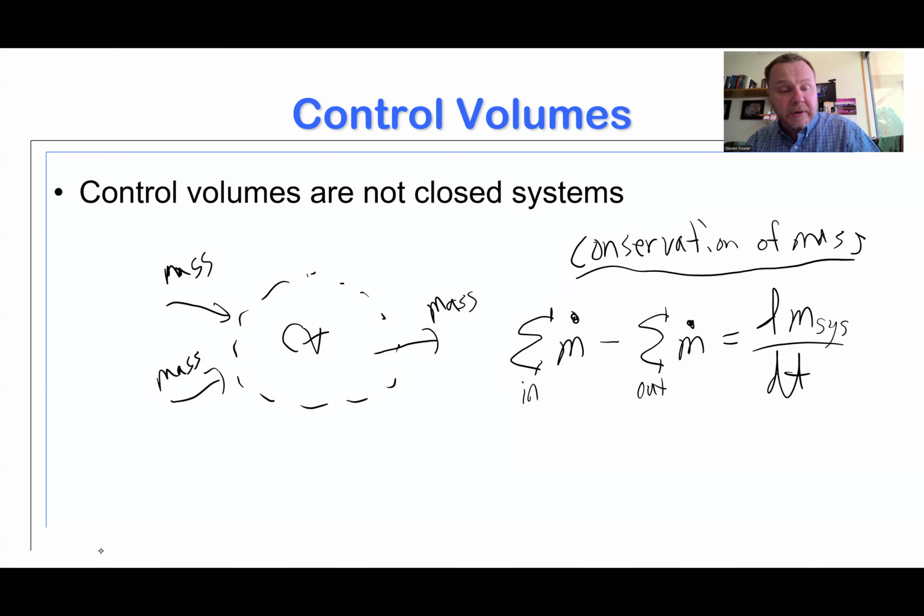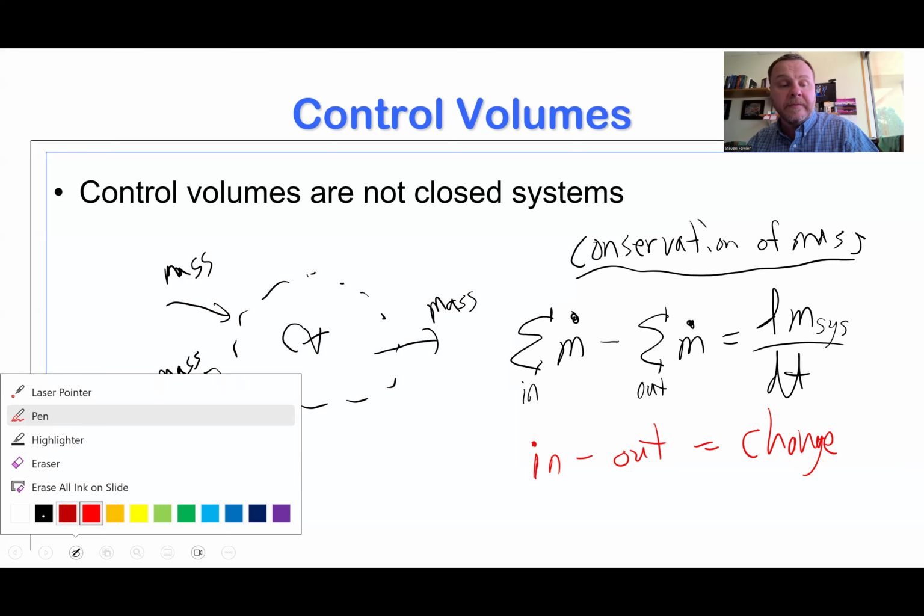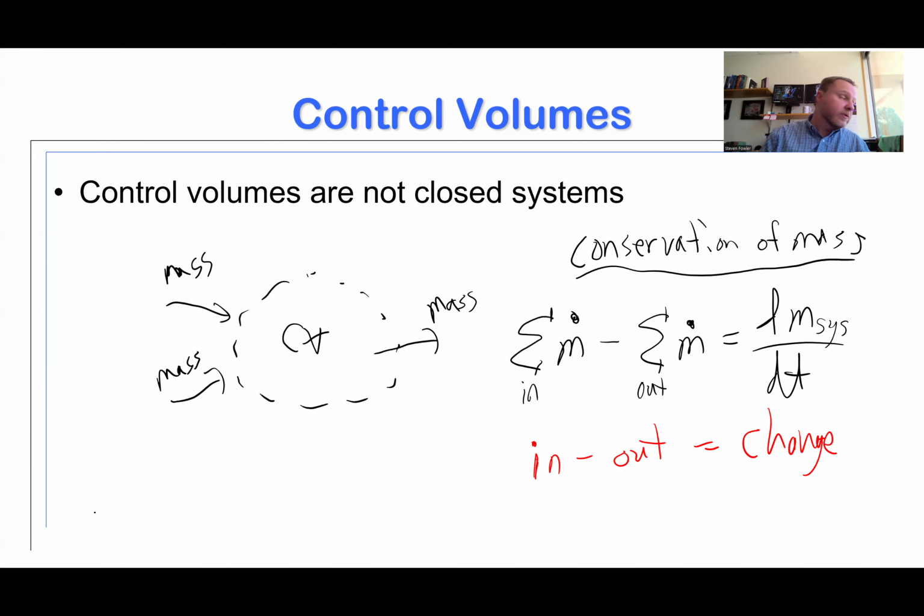And this might look familiar. Well, yeah, this is a conservation law. All conservation laws take the form of in minus out equals change. In minus out equals change. It's a conservation law, just like conservation of energy. If I add up the rate at which everything comes in, subtract the rate at which everything goes out, that equals the rate of change for my system.